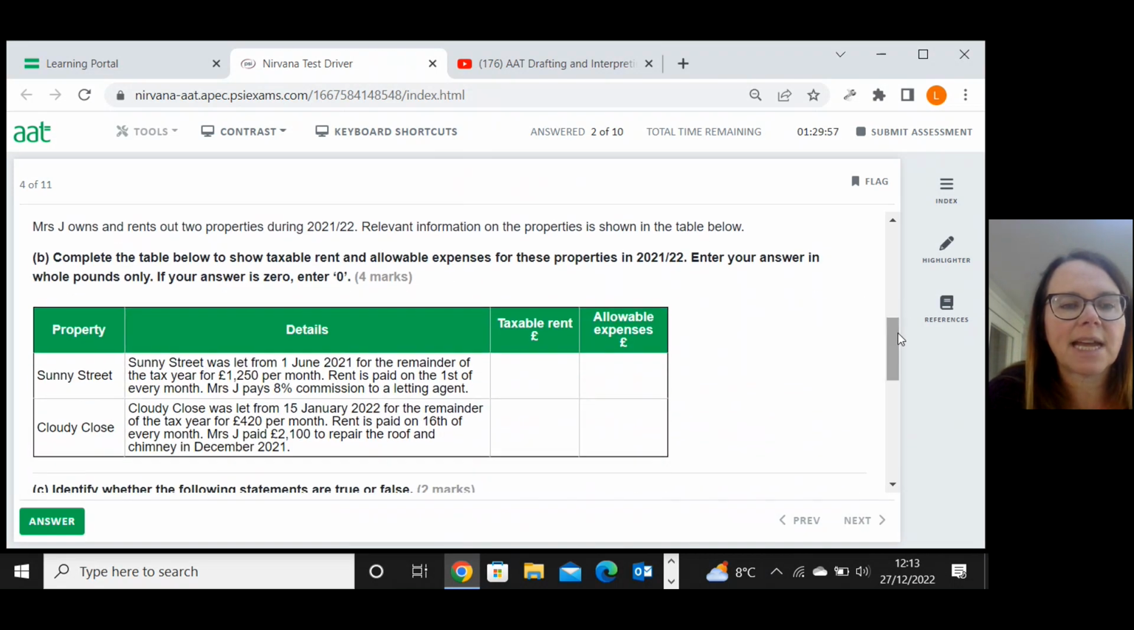Mrs. J owns and rents out 2 properties during 21-22. Relevant information is shown. Complete the table below to show taxable rent and allowable expenses. Whole pounds only, and enter 0. That seems to be a running theme, but always check what the requirements of the question are. So Sunny Street was let from the 1st of June 21 for the remainder of the tax year for 1,250 per month. Rent is paid on the 1st of every month.